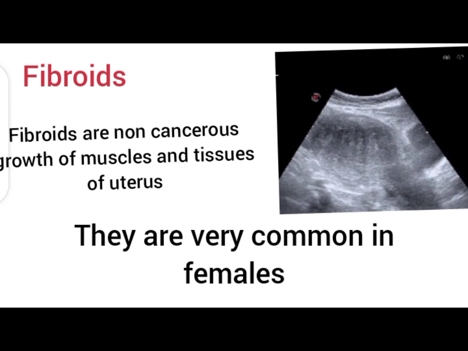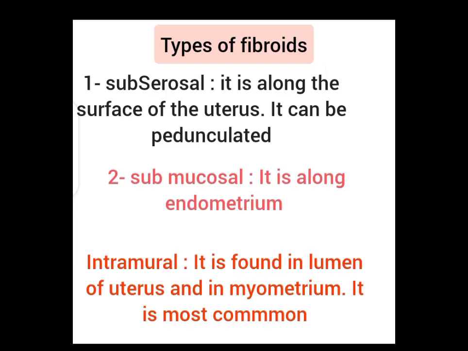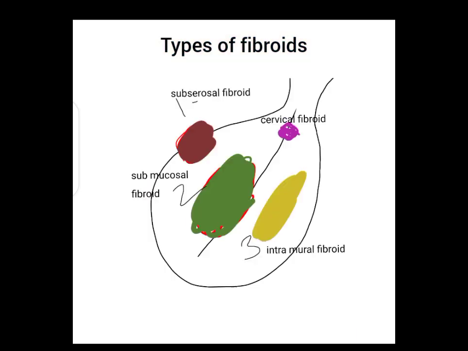So what are fibroids? Fibroids are non-cancerous growth of muscles and tissues of the uterus. They are very common in females. So types of fibroids are three types: subserosal, along the outer surface of the uterus; submucosal, along the endometrium; and intramural, in the uterus myometrium.